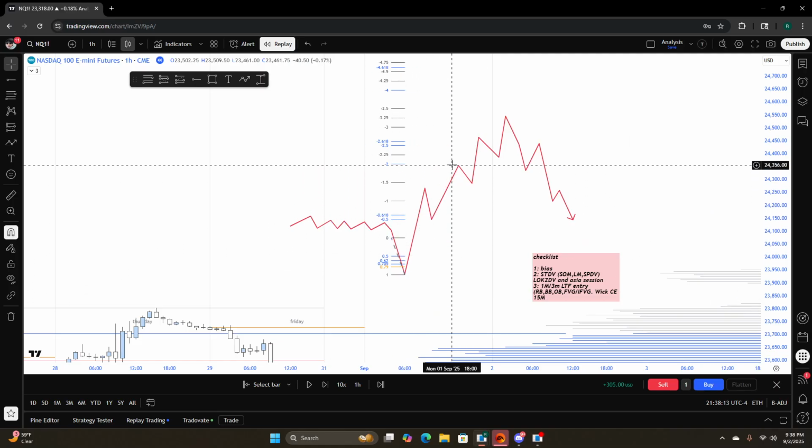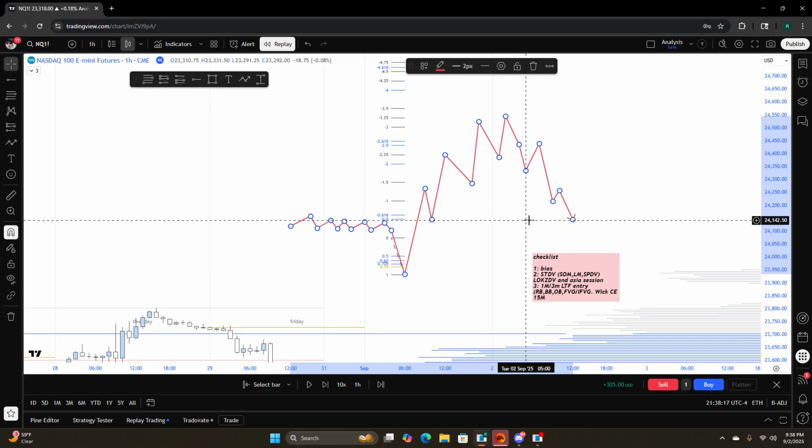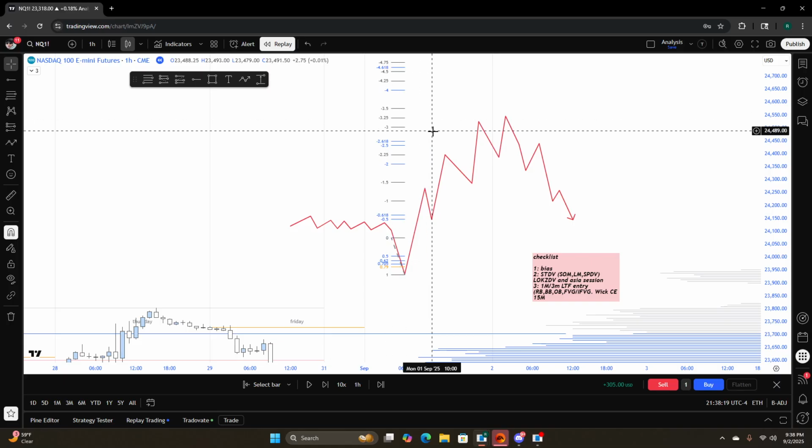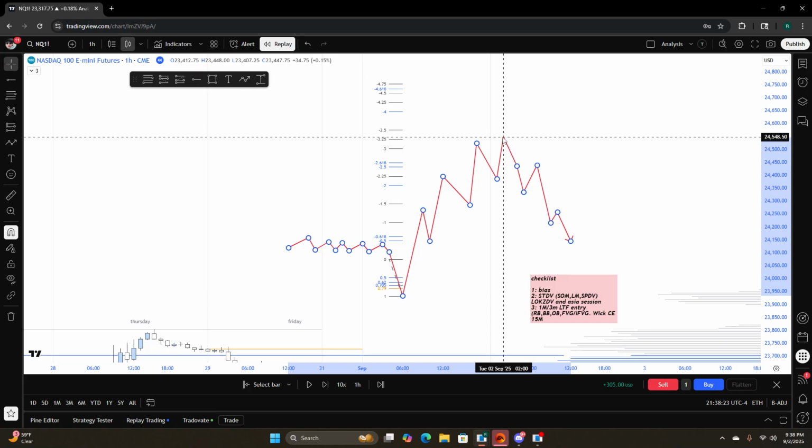Then I want to see negative 1s get respected. I want to see negative 2s get respected. I want to see negative 3 and negative 3.25 get respected, not negative 3.5. And then the zone of reversal is negative 3.5 to negative 4.75.